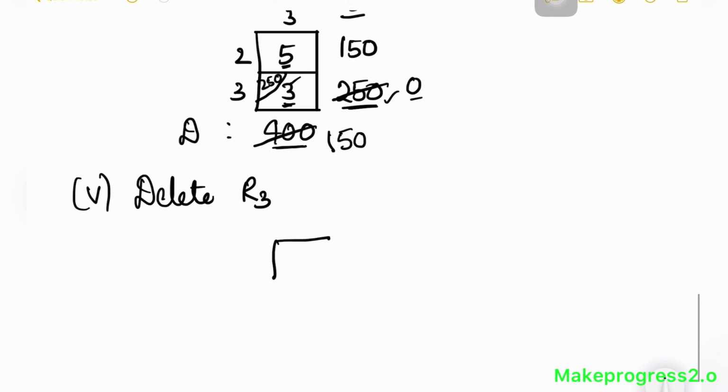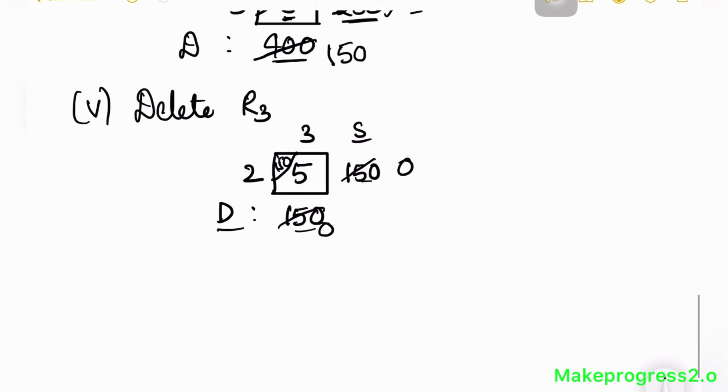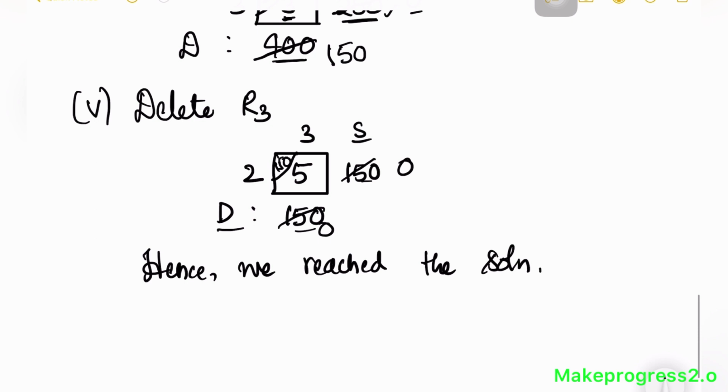If you delete third row, you'll have only one cell, that is with cell value 5. Third column, second row. So you have 150 on supply side and 150 on the demand side as well. So in the corner you have to write 150. 150 minus 150 is 0. So we have reached the final of the solution.